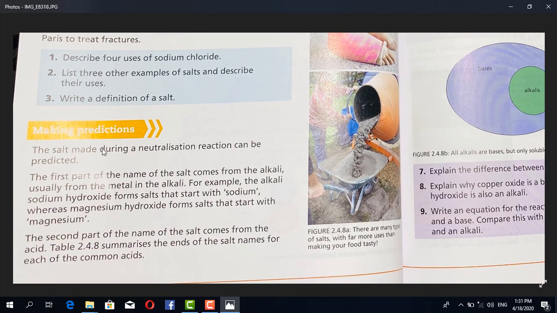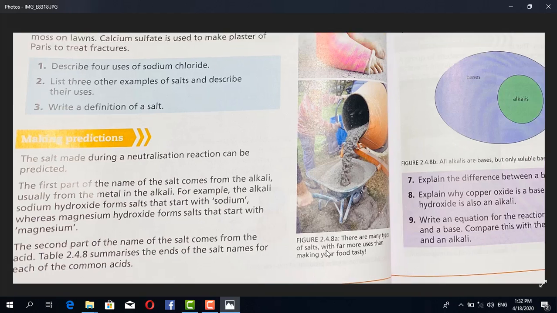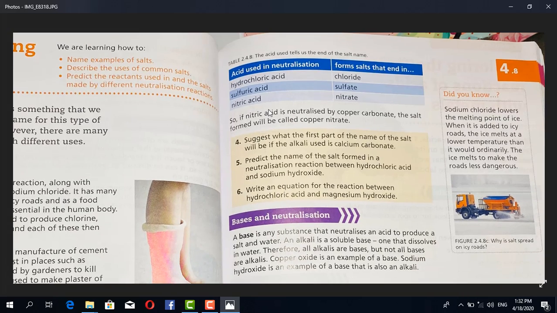Okay, the salt made during a neutralization reaction can be predicted. The first part of the name of the salt comes from the alkali, usually from the metal in the alkali. For example, sodium hydroxide forms salts that start with sodium, whereas magnesium hydroxide forms salts that start with magnesium. And the second part of the name comes from the acid. For example, hydrochloric acid forms a chloride, sulfuric acid forms a sulfate, and nitric acid forms a nitrate.